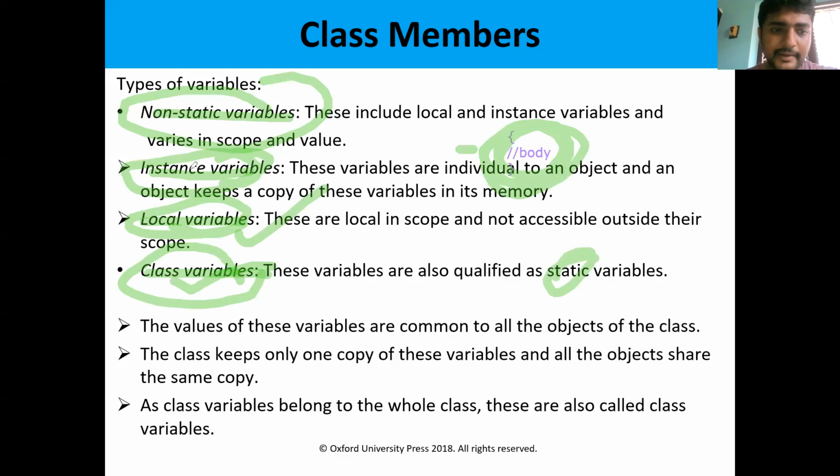Mainly there are two variables, instance variables and local variables. Instance variables mean the variables which are declared within the class but outside the method. Local variables means the variables declared within the block. So these are instance variables and local variables.